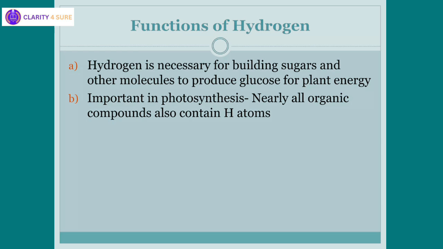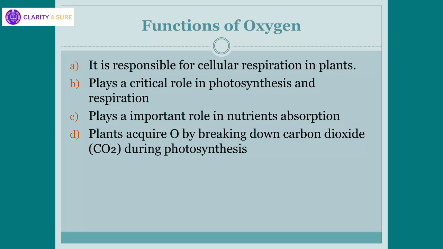Next element is hydrogen. Hydrogen is necessary for building sugars and other molecules to produce glucose for plant energy. It is also important in photosynthesis. Nearly all organic compounds contain hydrogen atoms. Next element is oxygen. Oxygen is responsible for cellular respiration in plants. It plays a critical role in photosynthesis, respiration, and in nutrients absorption. Plants acquire oxygen by breaking down carbon dioxide during photosynthesis.